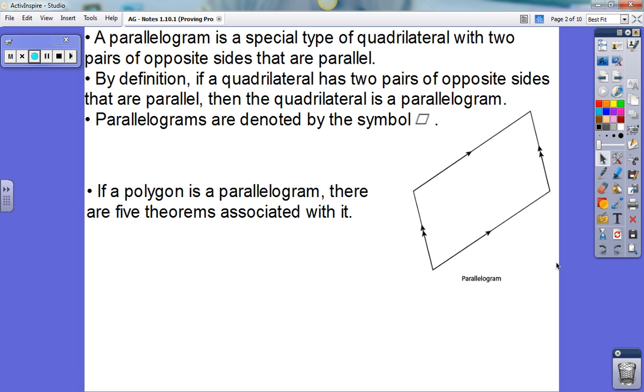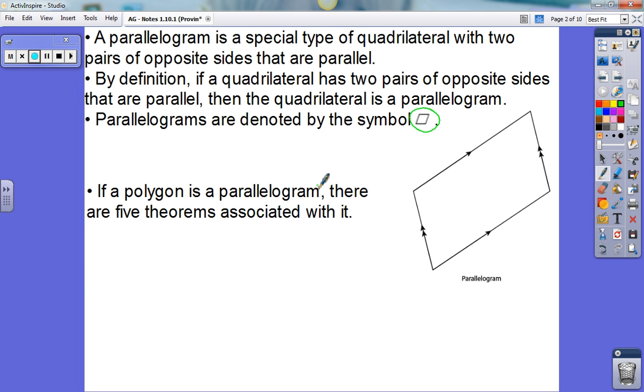Remember that a parallelogram is a special type of quadrilateral, and both pairs of opposite sides are parallel. So remember that's what these arrows mean right here. Those two sides are parallel, and these double arrows mean that these two sides are parallel. This is our symbol for parallelogram. And if we are talking about a parallelogram, then there are 5 theorems that are associated with it.